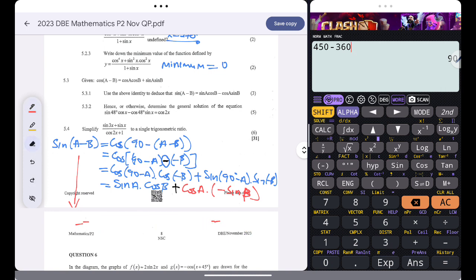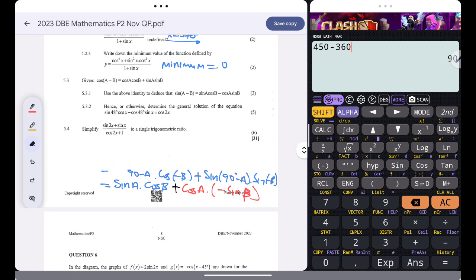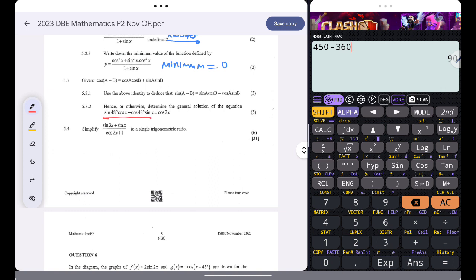Okay, second question. I'm supposed to determine the general solution, né? They said to me "hence", even if they didn't, I can see that this is just a compound angle identity. I'm given this is equal to cos 2x. I'm supposed to find the general solution.